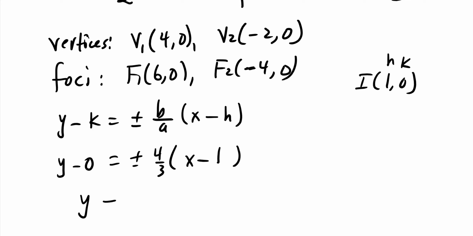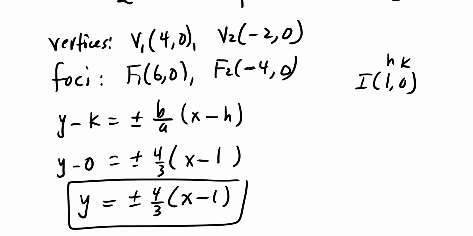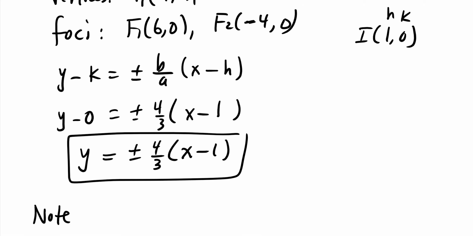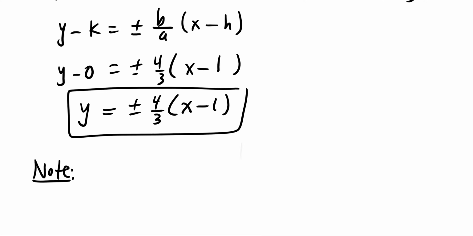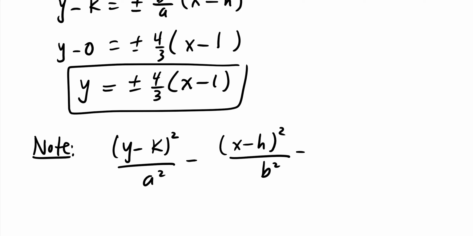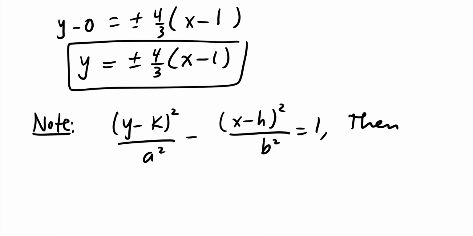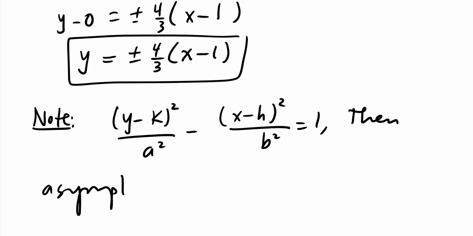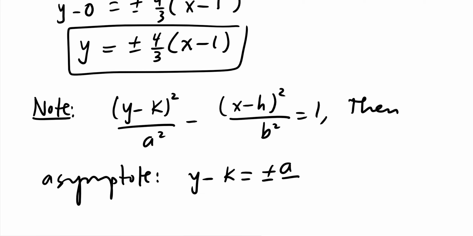So then the equation becomes y equals plus or minus 4 over 3 times x minus 1. Those are the asymptotes. Now note, in case the hyperbola starts with y minus k squared over a squared minus x minus h squared over b squared equals 1, then the asymptotes will have the equation y minus k equals plus or minus, instead of b over a, it becomes a over b, times x minus h. The x minus h stays the same.